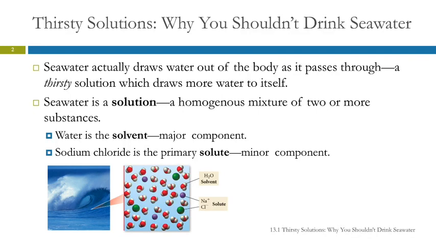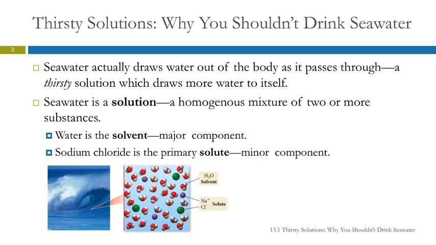So what is seawater? Well, seawater is a solution. And by solution, we mean a homogeneous mixture of two or more substances. So it's a homogeneous mixture. Water is the solvent, which is the major component, and sodium chloride is the primary solute, the minor component. There are also many other things that are solutes in seawater. We're just going to consider sodium chloride as the main one.